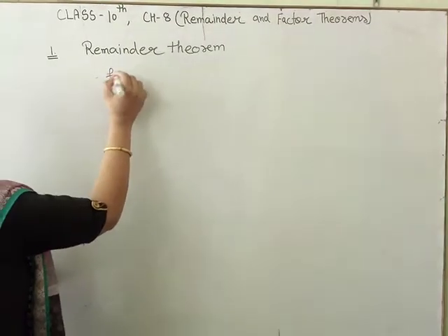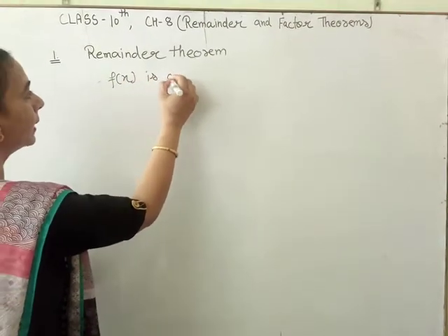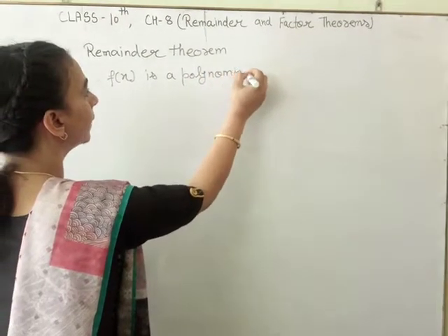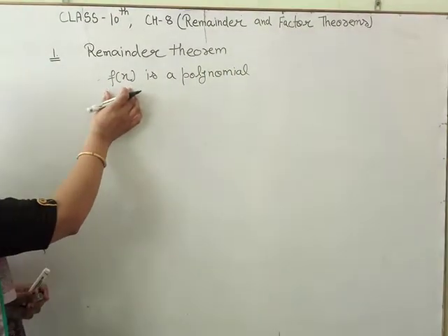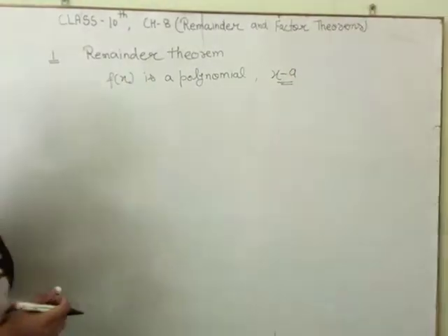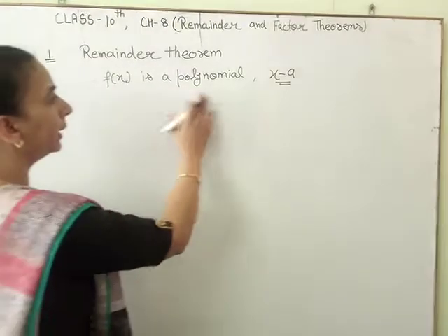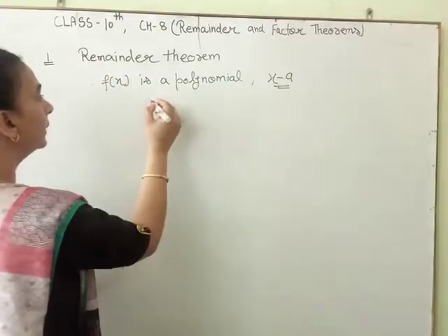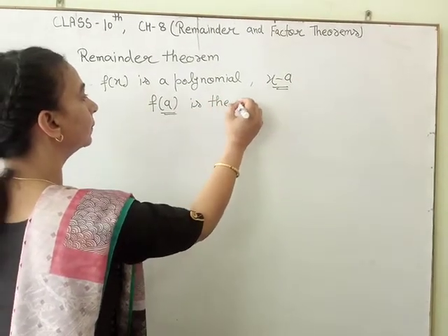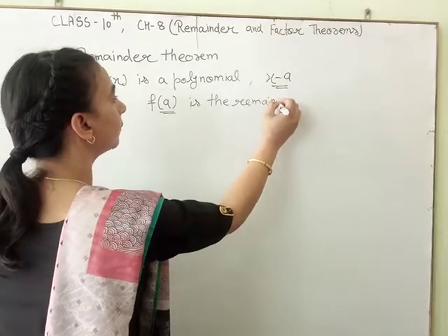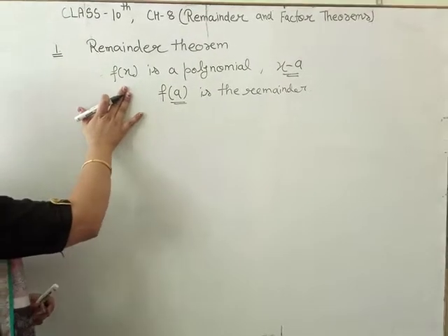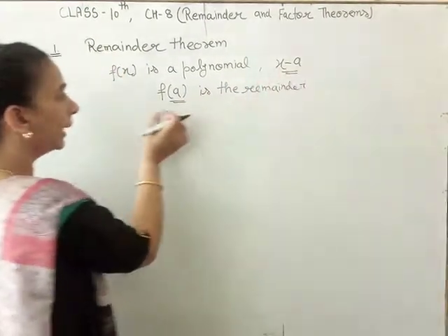If f of x is a polynomial and it is divided by x minus a, then f of a is the remainder. If we have a polynomial f of x divided by x minus a, then f of a is the remainder.